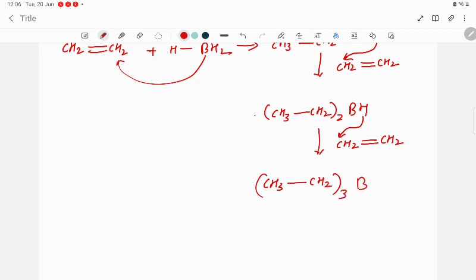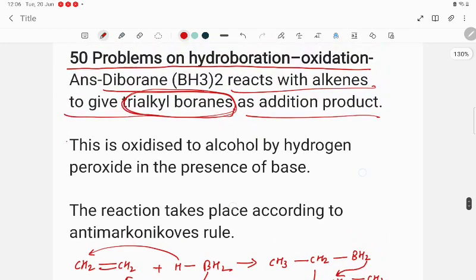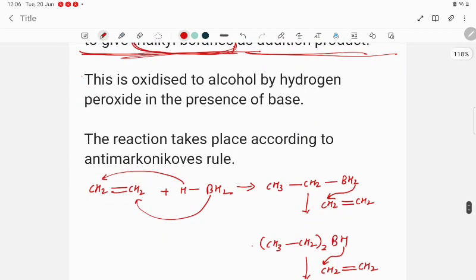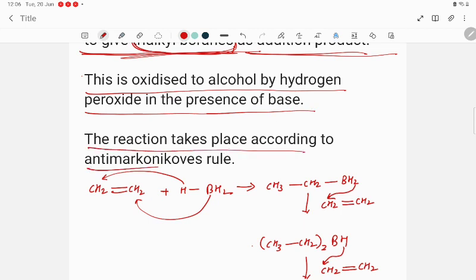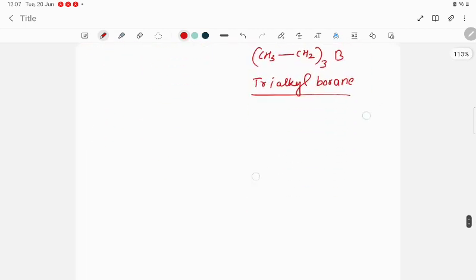So let us see what intermediate you are going to get here: CH3, CH2, three times boron. This is called trialkyl borane. Now, what they are saying is that diborane reacts with alkenes to give trialkyl boranes as the addition product. This is oxidized to alcohol by hydrogen peroxide in the presence of base. The reaction takes place according to anti-Markovnikov's rule.